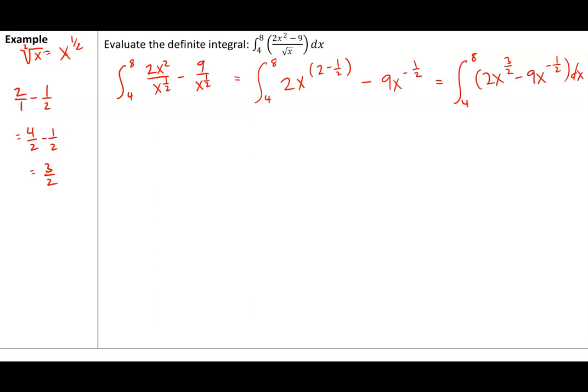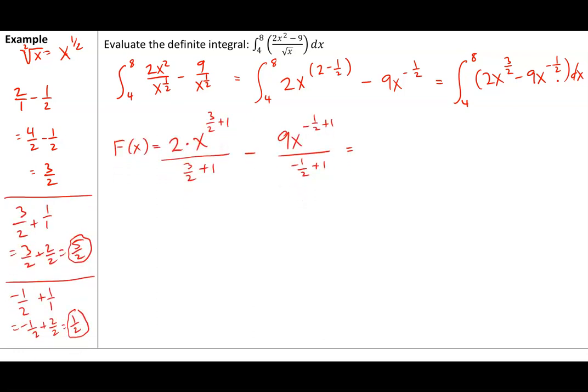3/2. Get really good at fractions, because for integration, and even when you go to Calc 2, you'll see a lot of fractions, so get very good at those. So we have 2 minus 1/2, which is going to be 3/2. Okay, so now we have the integral from 4 to 8 of 2x to the 3/2 minus 9x to the negative 1/2 dx. Now let's use the power rule of integrals.